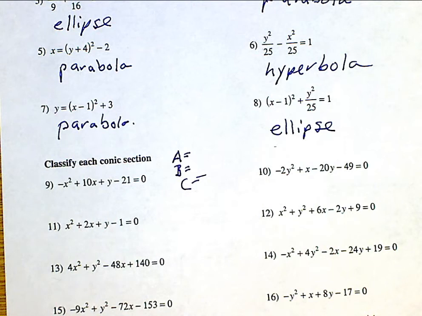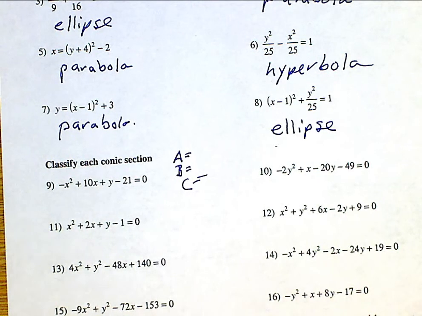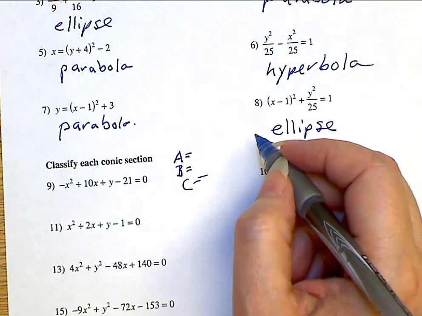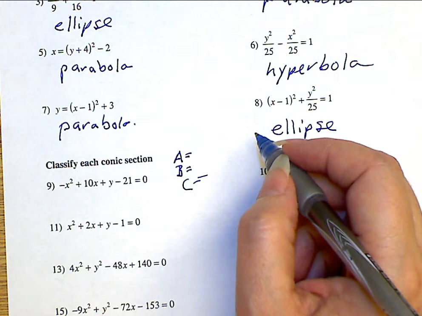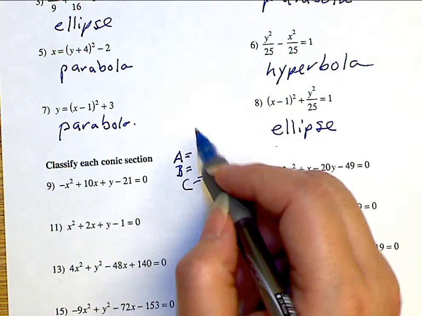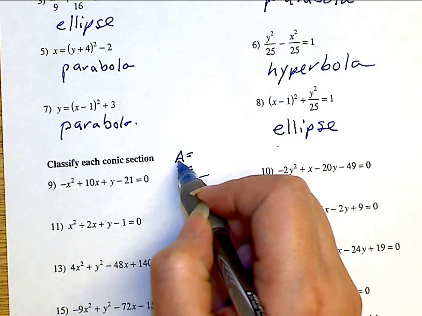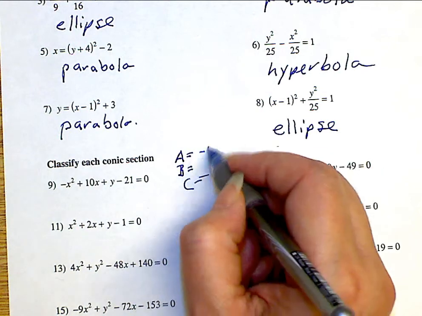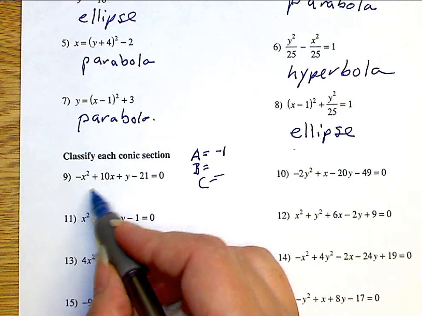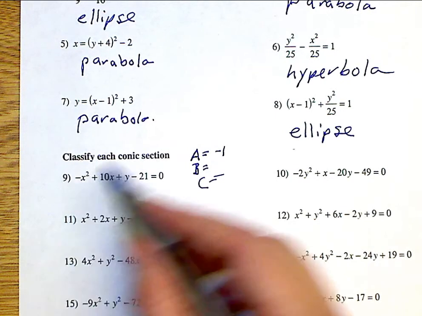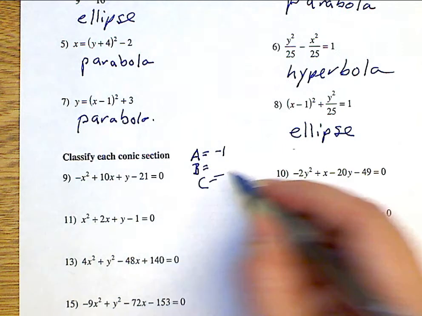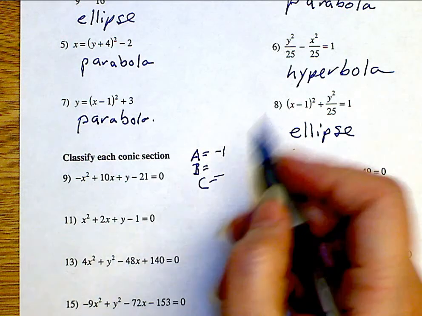All right, Nate W. What is A? Is it a hyperbola? My question to you again is, what is A? What number is A? Oh, -1. -1, because A is in front of x squared. Now I want to know what is B. Casey, what is B? 0, because there is no xy.